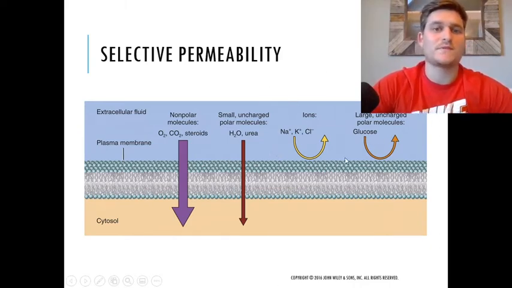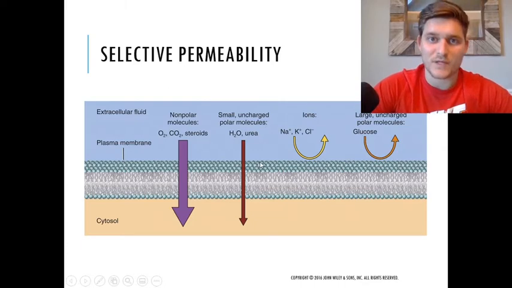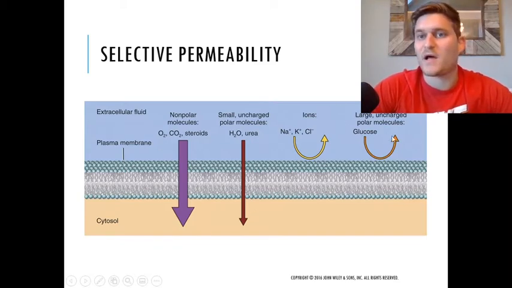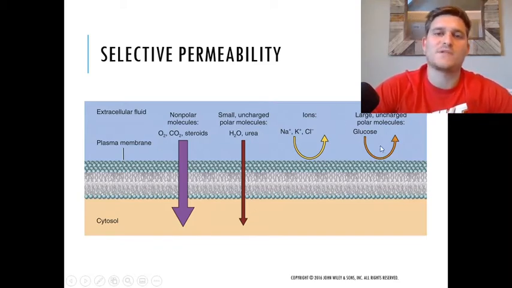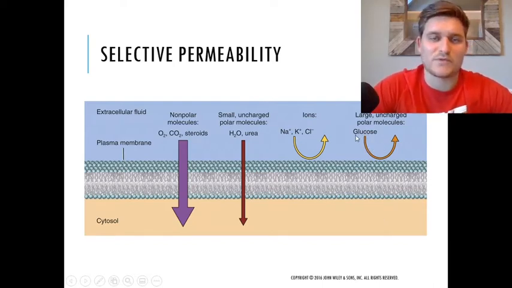Why is it that a small uncharged polar molecule can get across, but ions and large uncharged polar molecules can't? Well, first, you can determine that the size of the molecule is going to matter when it comes to diffusion. While smaller uncharged polar molecules can get through the plasma membrane, large uncharged polar molecules such as glucose are going to need a transporter to get across because they are not able to diffuse.